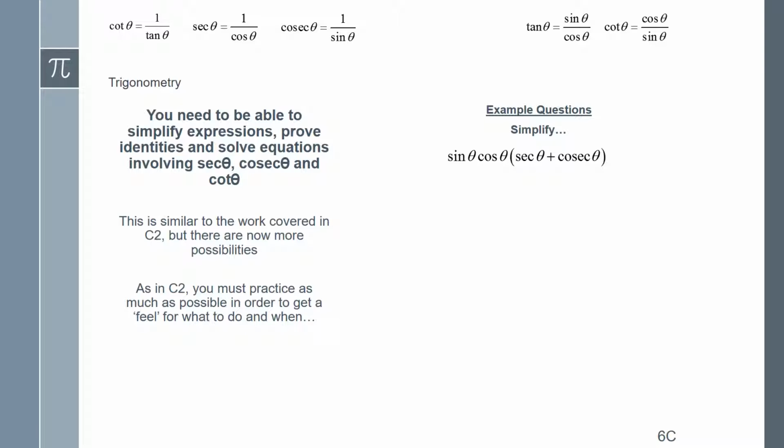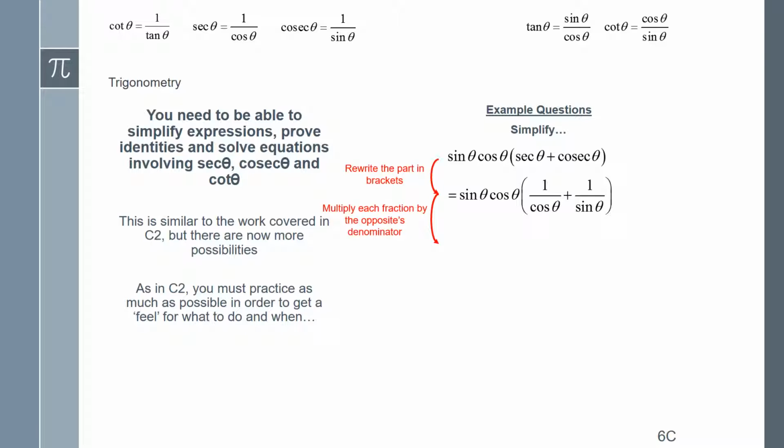Sine theta cos theta times sec theta plus cosec theta. My general advice in all of these questions is just to do things, and eventually the right path will become clear, even if you're not too sure what to do at the start. In this case, if we rewrite the part in the brackets, it's 1 over cos theta plus 1 over sine theta. It's probably a good idea then to get some sort of common denominator going on. So sine theta over sine theta cos theta plus cos theta over sine theta cos theta.